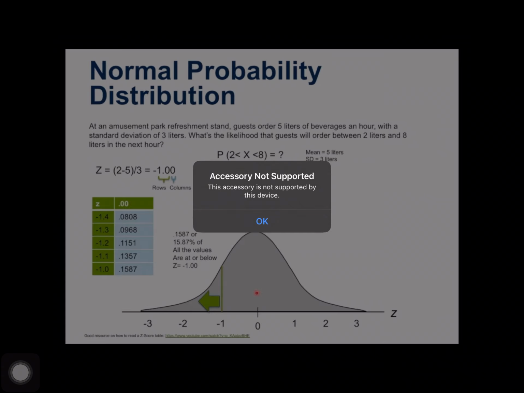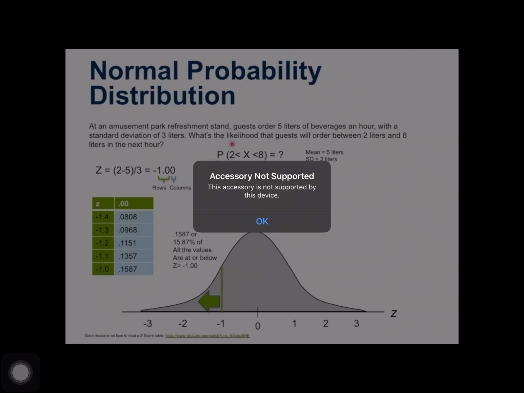Taking the case of an amusement park refreshment stand, guests order 5 liters of beverages an hour with a standard deviation of 3 liters. What's the likelihood that guests are going to order between 2 and 8 liters in the next hour? So we have all the information here. To express it in terms of some kind of notation or equality, we're actually answering this kind of question.